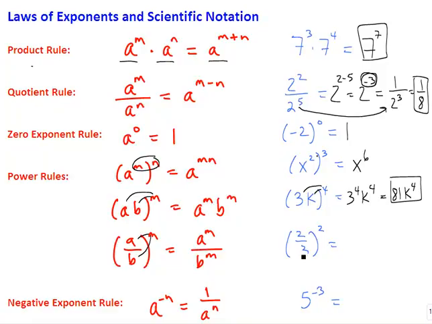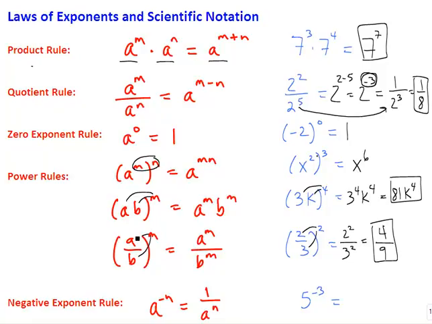Let's go back to our 2 over 3 quantity squared. If I wanted to distribute this power of 2 across, I'm going to distribute it to the top, 2 squared, and also to the bottom, 3 squared. 2 squared turns into 4, and 3 squared turns into 9, so the whole thing is 4 ninths.